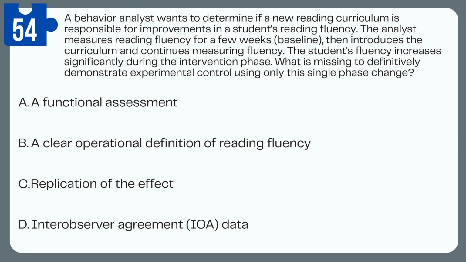Question 54. A behavior analyst wants to determine if a new reading curriculum is responsible for improvements in a student's reading fluency. The analyst measures reading fluency for a few weeks, baseline, then introduces the curriculum and continues measuring fluency. The student's fluency increases significantly during the intervention phase. What is missing to definitively demonstrate experimental control using only this single phase change? A. A functional assessment. B. A clear operational definition of reading fluency. C. Replication of the effect. D. Inter-observer agreement, IOA, data.